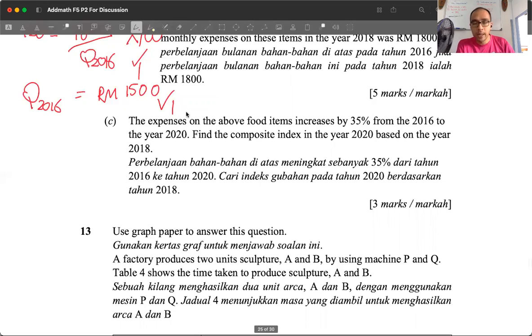Okay, C. The expenses on the food items increases by 35% from 2016 to 2020. Okay, now this is a very important sentence. Sebab ini memberitahu kita bahawa the price of 2020 over the price of 2016 times 100, okay, equals to 135. Macam mana saya tahu dia 135? Okay, because dia cakap increase by 35%.